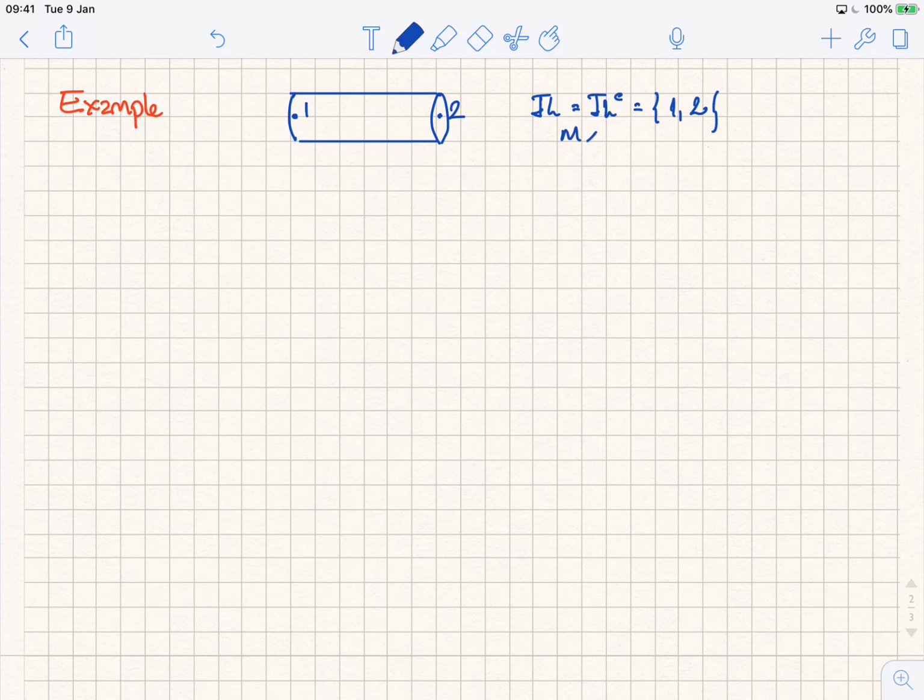That means that I'm going to have two enrichment functions. So M alpha is going to be equal to 2. And of course alpha belongs to that index set of enriched nodes. So I'm basically having one element, two nodes, and what I want is to enrich both nodes, right? So each node with two enrichments.